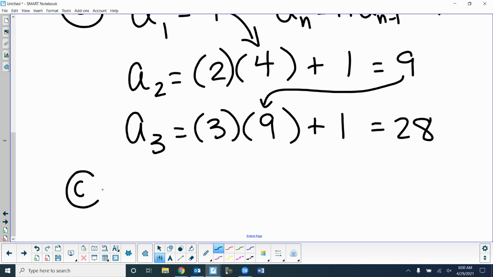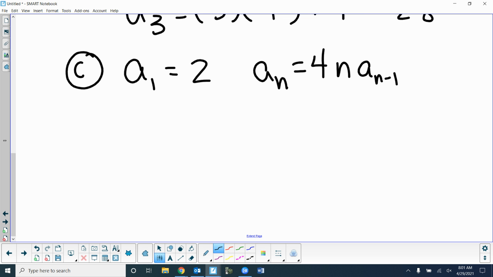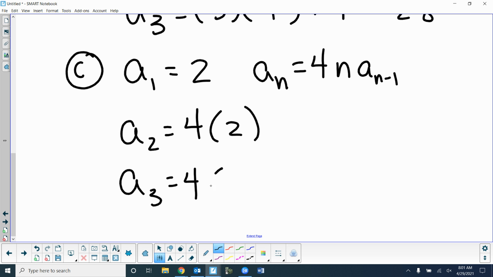All right. 2c, the first term is 2. And then the rule for the nth term is 4 times n times the previous term. Okay, so the second term starts with a 4. The third term will start with a 4 also. N is what term we're looking for. Second term n is 2. Third term n is 3. And then we use the previous term.